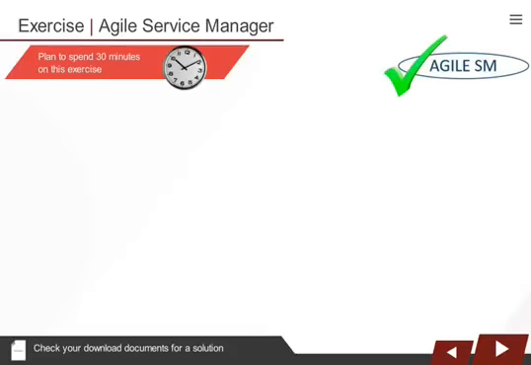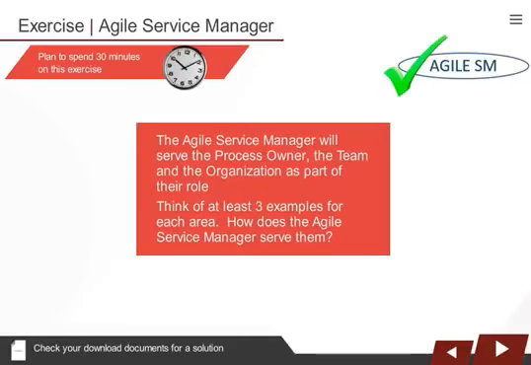We're going to think about the role of the Agile Service Manager in more detail with an exercise. Plan to spend 30 minutes on this exercise and don't forget to review the suggested solution we have provided. In the last lesson, we looked at how the Scrum Master serves the product owner, the team, and the organization. The Agile Service Manager will serve the process owner, the team, and the organization as part of their role. Think of at least 3 examples for each area. How does the Agile Service Manager serve each of them?